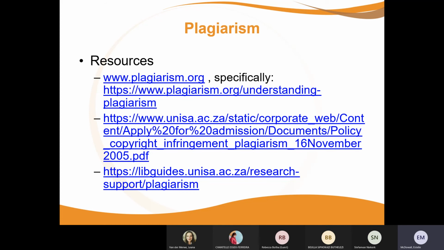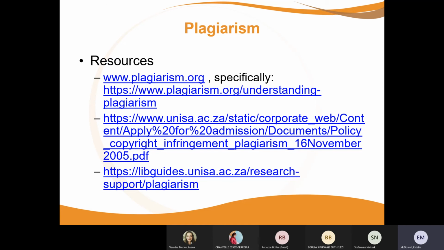You will see when you receive the feedback letter that I listed these three resources for plagiarism. So if I wrote on your assignment that you've copied a section or that there's plagiarism, then just go and visit these resources so you know how to identify plagiarism and you know how to avoid it.